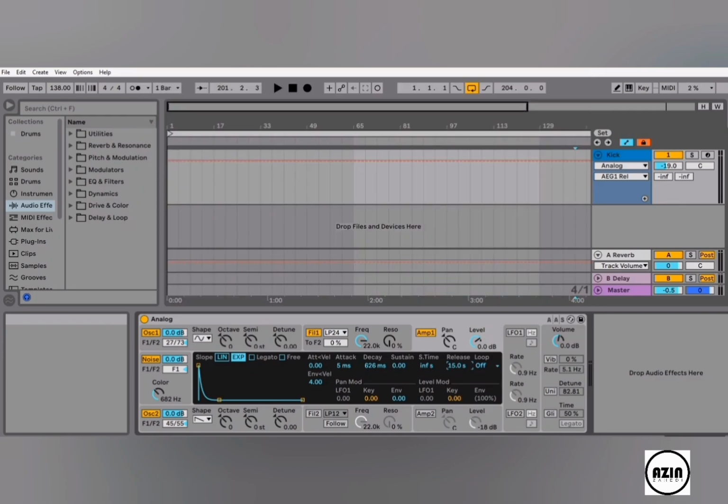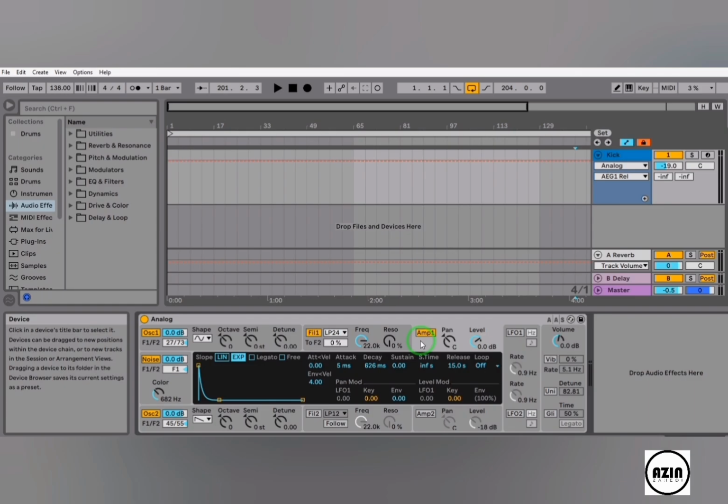AMP envelope vs filter envelope. The difference. The AMP envelope controls volume. The filter envelope controls timbre brightness. The AMP envelope affects loudness over time. The filter envelope affects color over time.